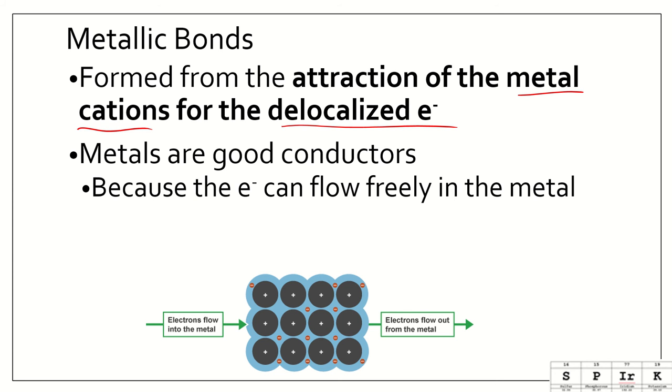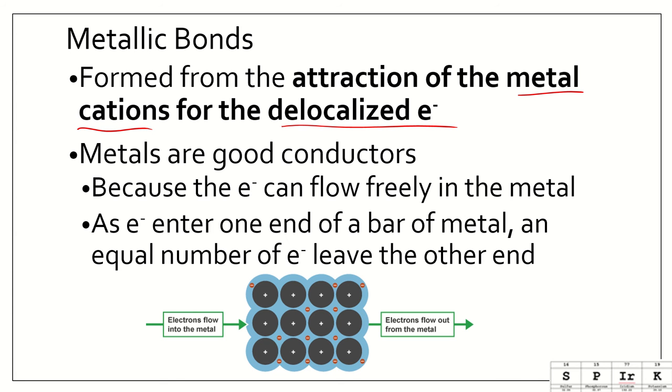Metals are great conductors because the electrons can flow freely in the metal. So as we flip a switch and send some electrons through a metal wire, as electrons enter one end of the bar of a metal, an equal number of electrons must leave. So you see here, electrons are going to flow in and they can pass all around here and flow right out. So if we send 5 in, 5 electrons are going to come out.